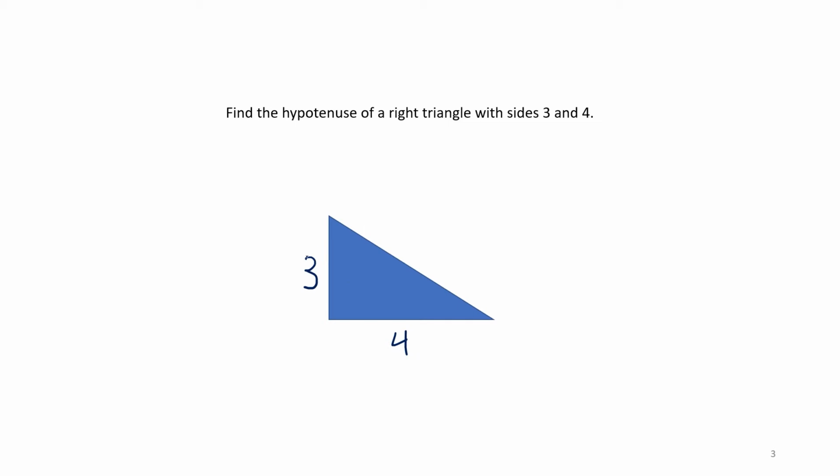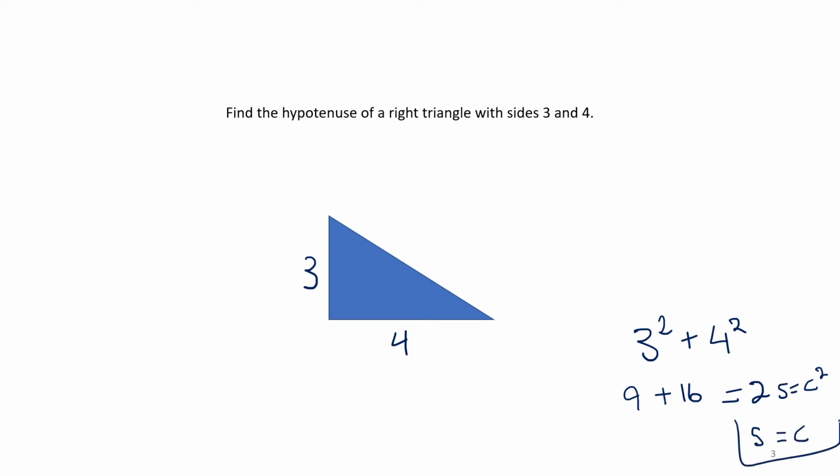We have a side of 3 and a side of 4. 3 squared plus 4 squared is 9 plus 16 equals 25. And then we root both sides again because 25 equals C squared. And we get C equals 5. Easy peasy.